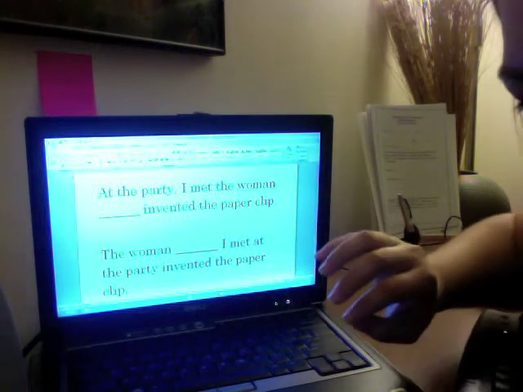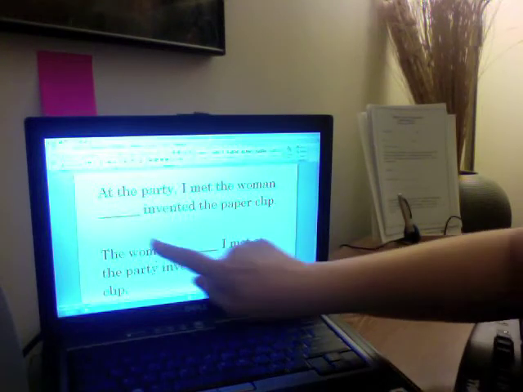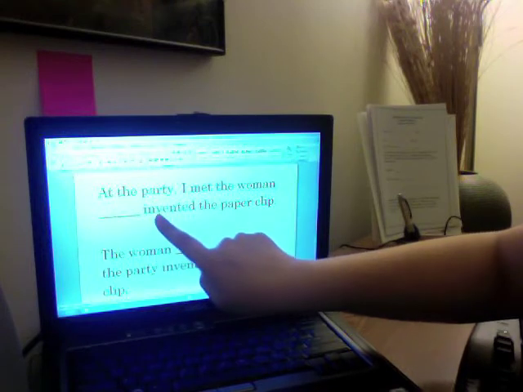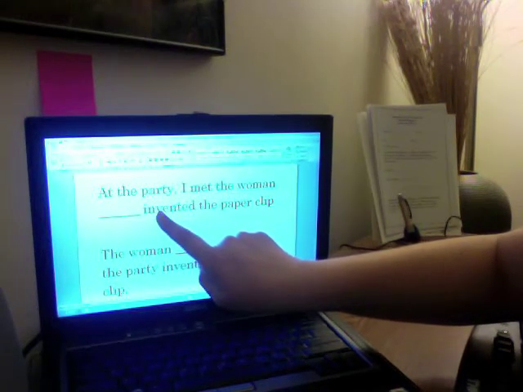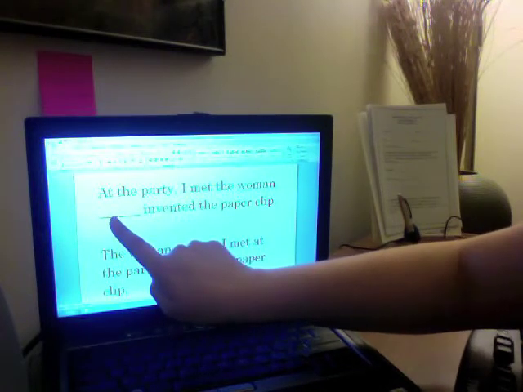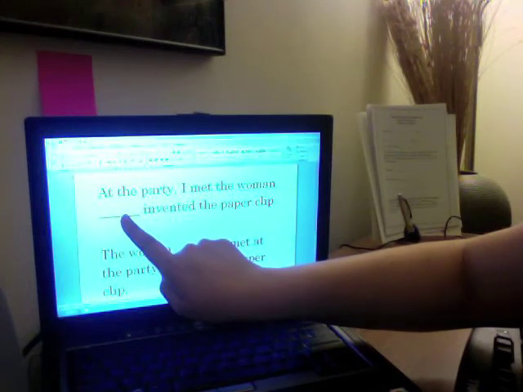Let me just show you guys one really easy way to figure this out, okay? If you have the blank and you're trying to figure out whether it's who or whom, look at the word right next to it. If the word right next to it is a verb, then you know this has to be a subject, subject, verb. So this has to be who.